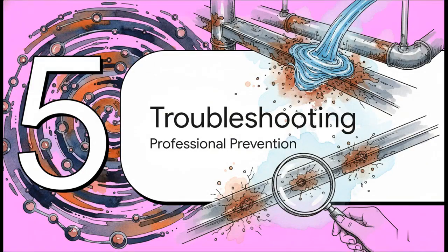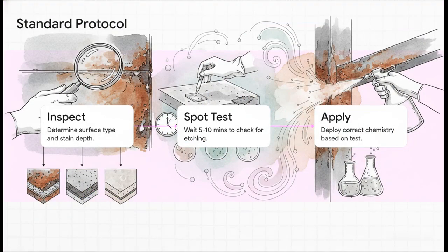Finally, Section 5, Troubleshooting and Professional Prevention. Before applying any chemistry at all, professional field operations dictate a very strict diagnostic phase. First, you inspect. You have to identify the true source, the surface type, and the depth of the stain. Second, you perform a controlled spot test in an inconspicuous area. Wait about 5 to 10 minutes to evaluate for any color changes, surface damage, or etching. Only after validating chemical compatibility with your substrate do you actually proceed to apply the removal chemistry. This is how you prevent catastrophic material damage.